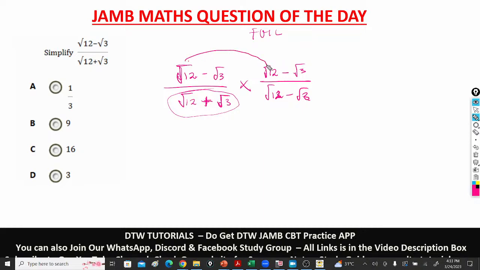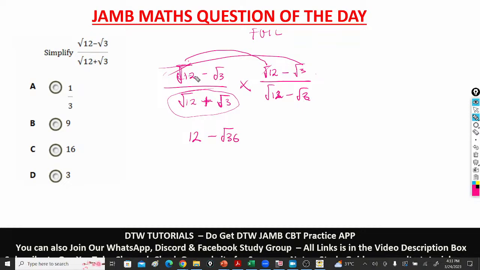So we do 12 times 12. Remember, when a root is multiplying the same root, it cancels off. In JAMB you have to be fast, so you should know all this. The square root cancels off and it becomes 12. Now the square root of 12 times the square root of 3, and we're going to have a negative root 36, that is 12 times 3.